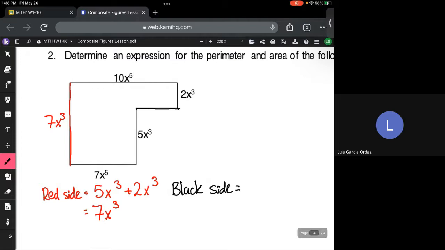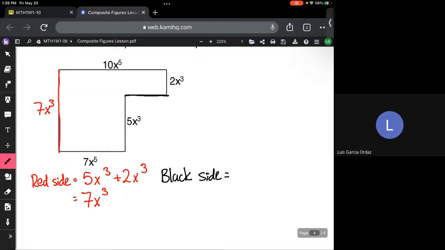David, you need to do 7x and 10x. What operation do I do? 7x times... or no, not. Oh, you subtract. So you're going to take 10x to the power of 5 and subtract 7x to the power of 5. And what would that give us? 3x to the power of 5.